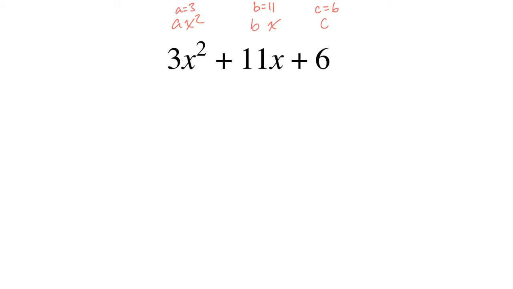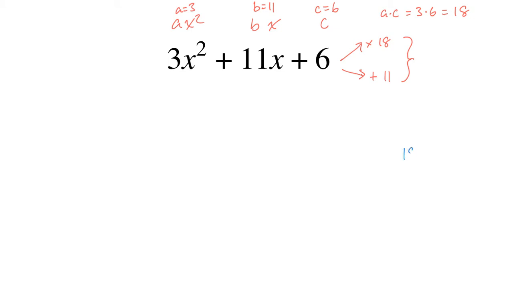This time we're looking for two numbers that multiply to give us a times c. A is 3 and c is 6, so we're looking for two numbers that multiply to give us 18. And when we add those two numbers together, we still get our b value, which is 11. So you're looking for factors of 18.